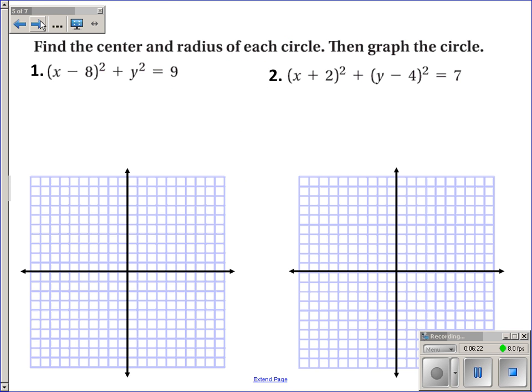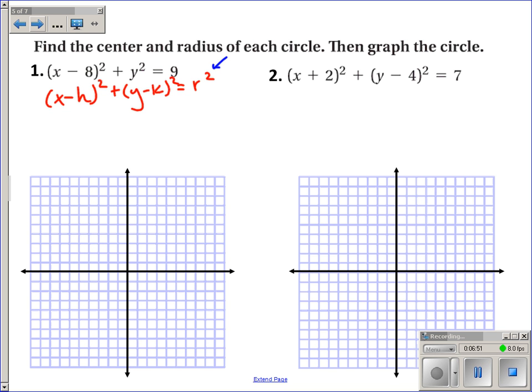Next question. Find the center and radius of each circle and graph the circle. So I'm going the other way. I'm taking the equation and I'm finding the center and the radius, and then I'm graphing it. So in this case, the formula is x minus h squared plus y minus k squared is equal to r squared. Don't forget the fact that it's r squared.